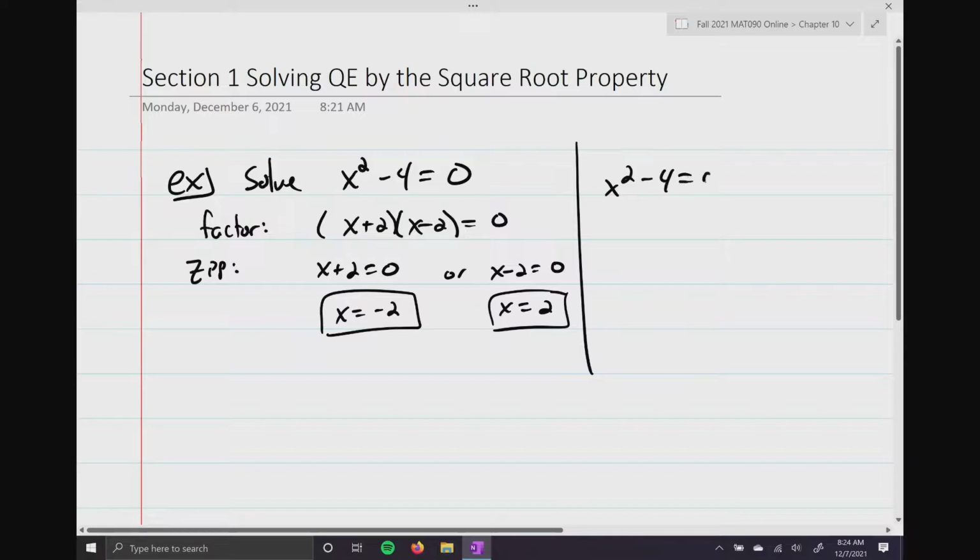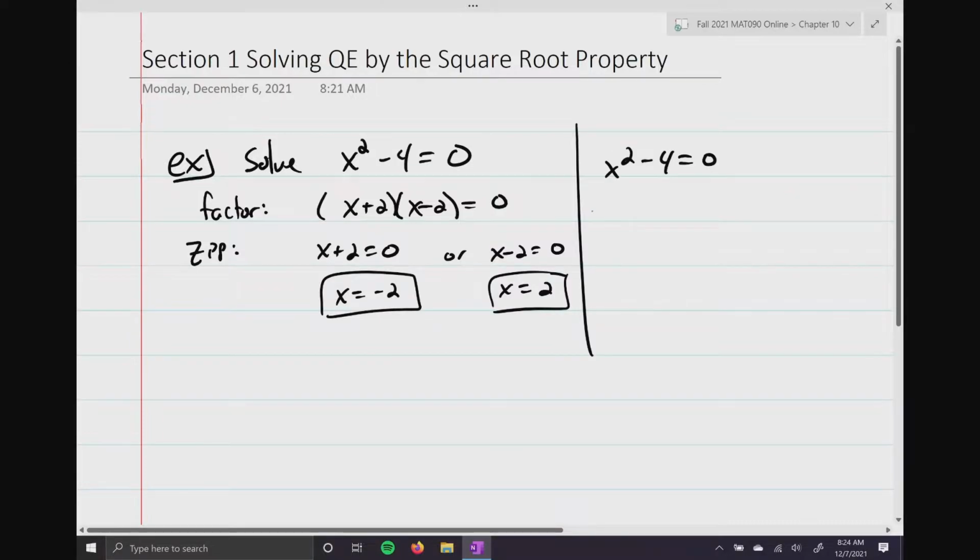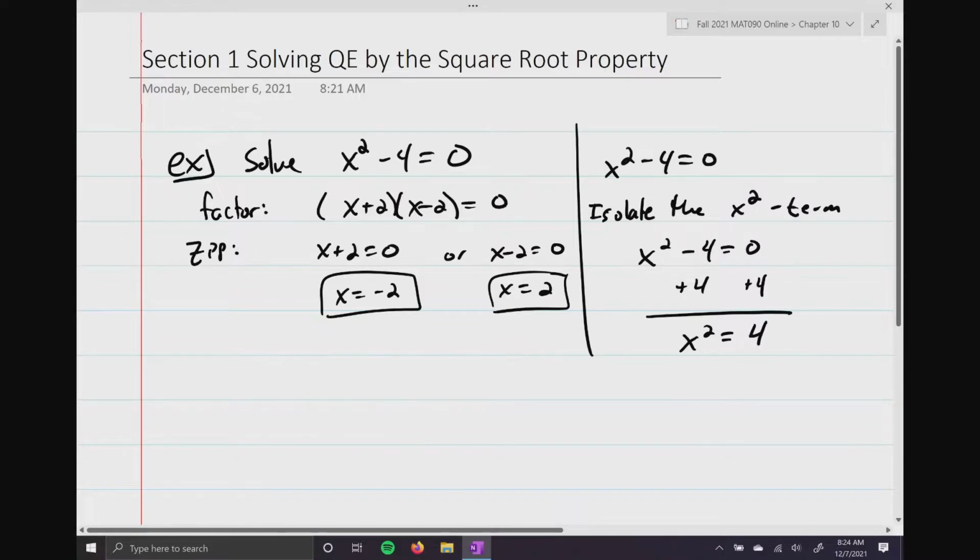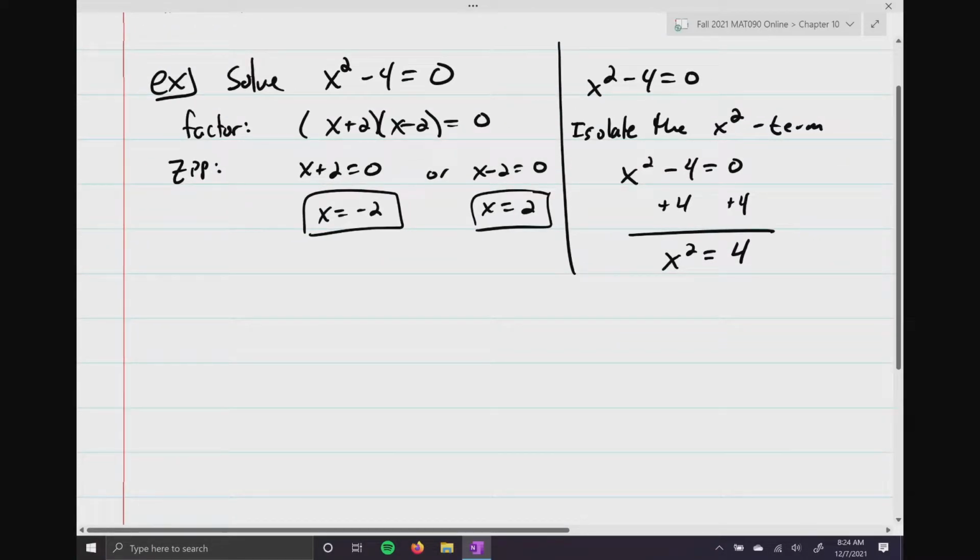which is definitely a way that students are familiar with, would be to first isolate the quadratic term, okay? So to do that, we're going to add 4 to both sides. So let me just rewrite the problem. So I'm going to add 4 to both sides. Okay, and then we would take the square root of both sides. So we would say the square root of x squared equals the square root of 4.